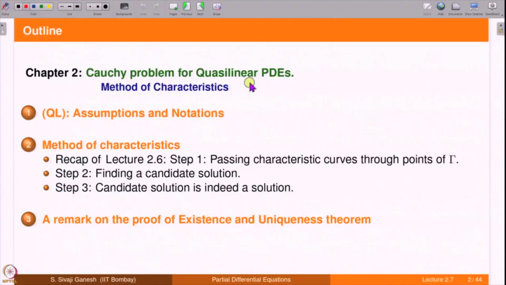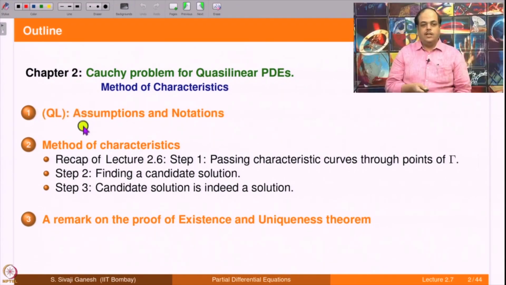In the last lecture, we have started discussing method of characteristics for solving Cauchy problem for quasi-linear equations. In this lecture, we complete the proof of existence of solutions to Cauchy problem for quasi-linear equations using method of characteristics. So, outline of today's lecture is first we recall the assumptions and notations which are made about quasi-linear equations, and then we describe method of characteristics.